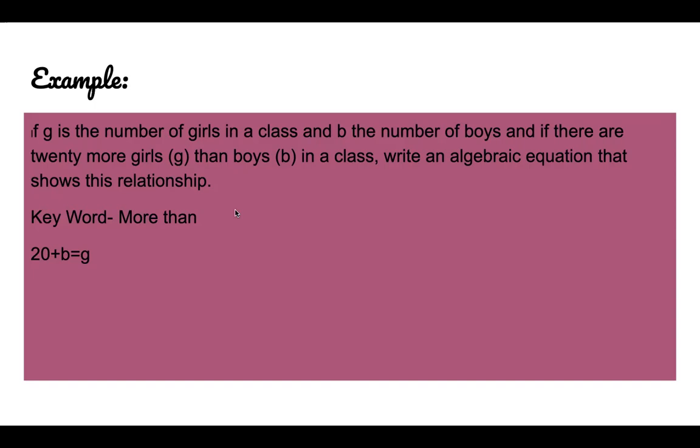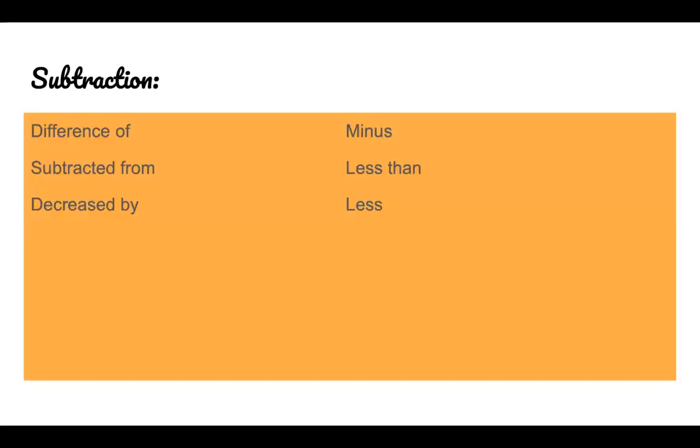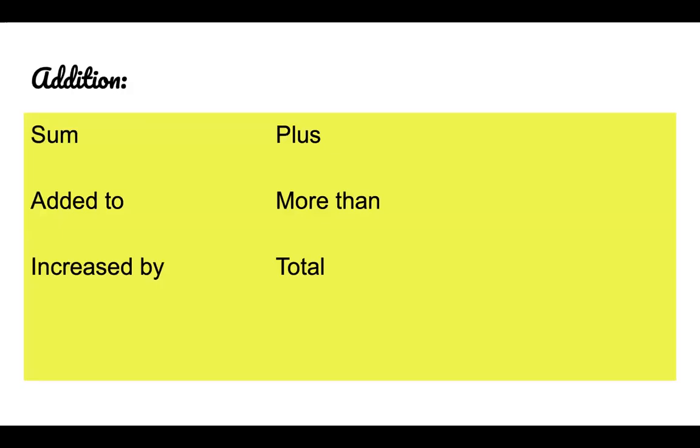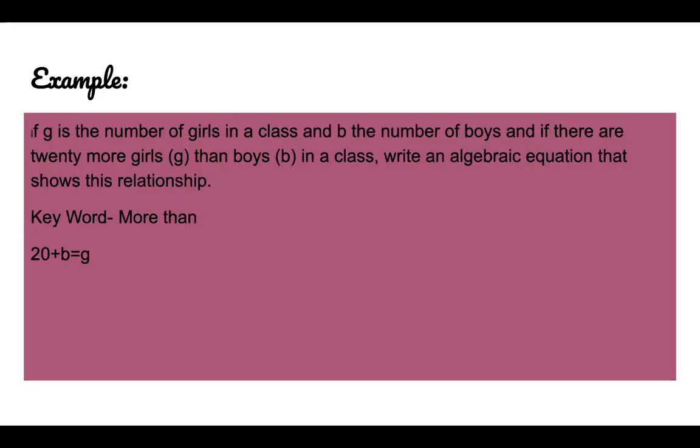So we're going to write an algebraic equation. I'm giving you the key word, which is more than. Let's go look. Where is more than? I don't see more than in the multiplication. I see it in the addition. So we're going to be adding. 100% we're going to be adding. And I already gave the equation.